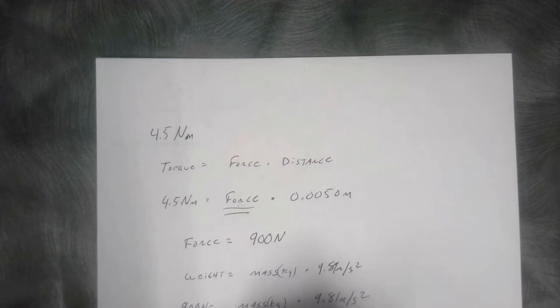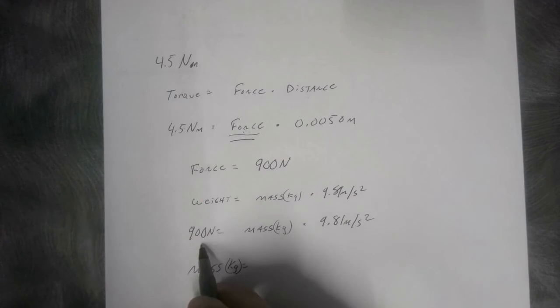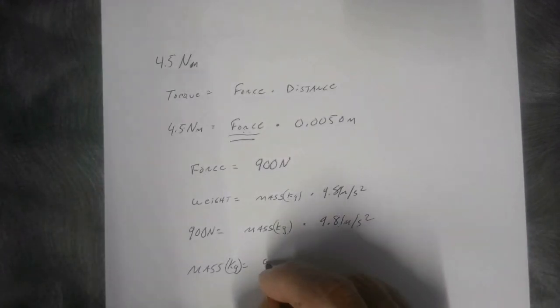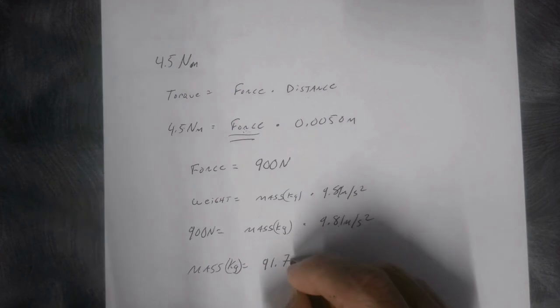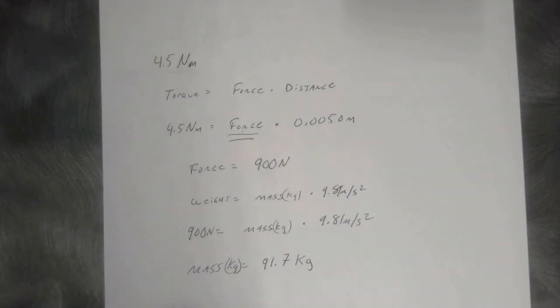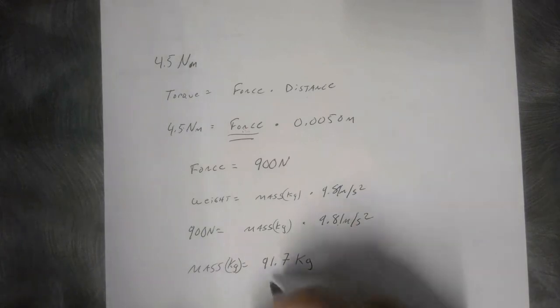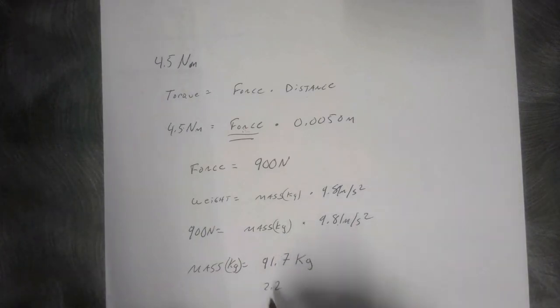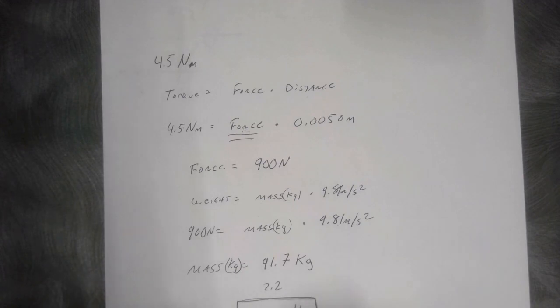So the mass in kilograms that we can lift is therefore equal to 900 divided by 9.8, or 91.7 kilograms, which is quite a bit. And if you multiply that by 2.2, which is how many pounds are in a kilogram, you'll get to 201.8 pounds. So the system we've created should be able to lift up a maximum of 201.8 pounds.